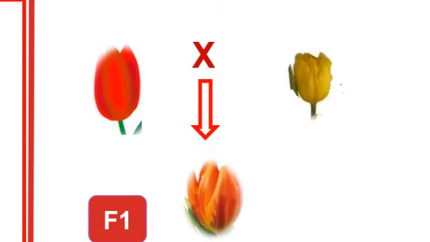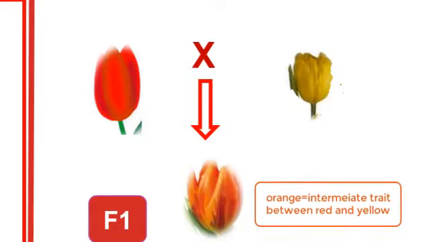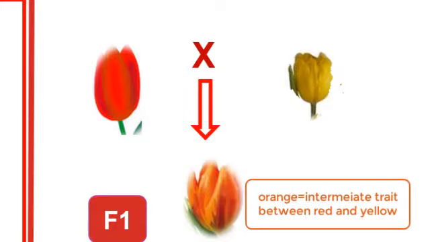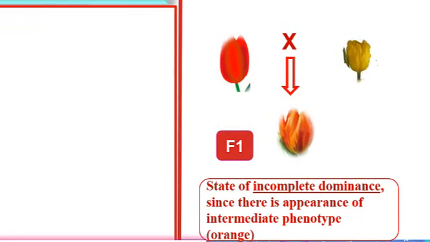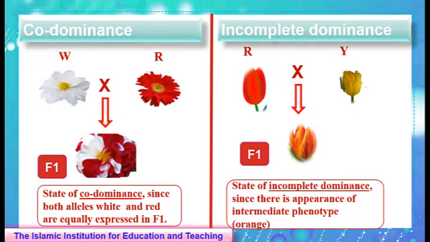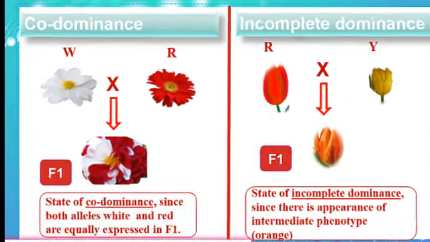Red flower is crossed with yellow one. The result is an orange flower. This color orange is a mixture of red and yellow. Then, an intermediate trait appears. This state is incomplete dominance, since there is appearance of intermediate phenotype, and each allele is symbolized also by capital letter. Let's see the genotypes and phenotypes of F1.